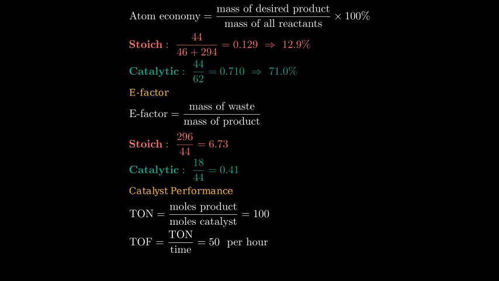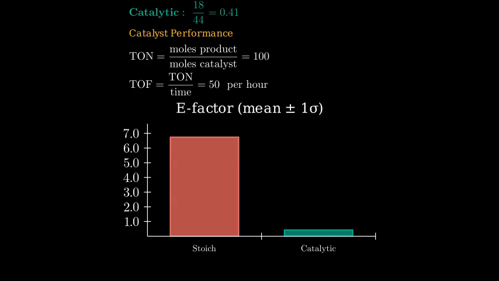Catalyst strength is measured by TON and TOF. In our example, TON equals 100 and TOF equals 50 per hour. Real processes vary run to run. Let us compare the E factor by experiment.